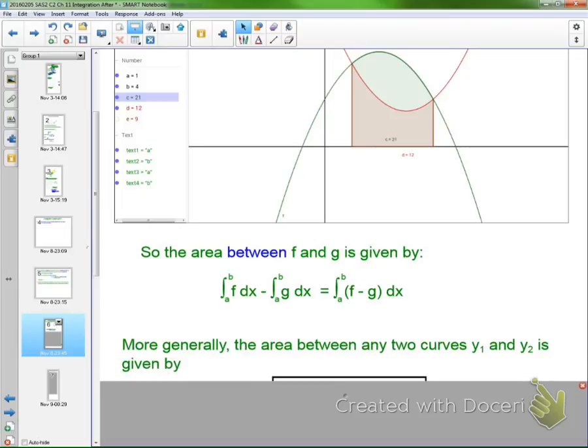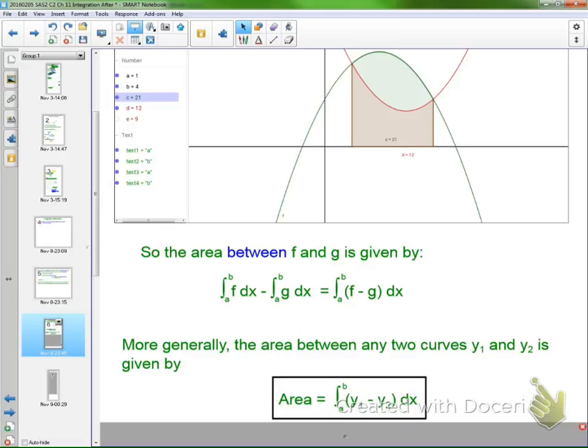More generally, this holds true for any curve, and bear in mind that we're counting a line as a curve here. We have that the area is equal to the integral of y1 subtract y2, where our two limits are going to be where the curves intersect. Now let's take a look at an example.